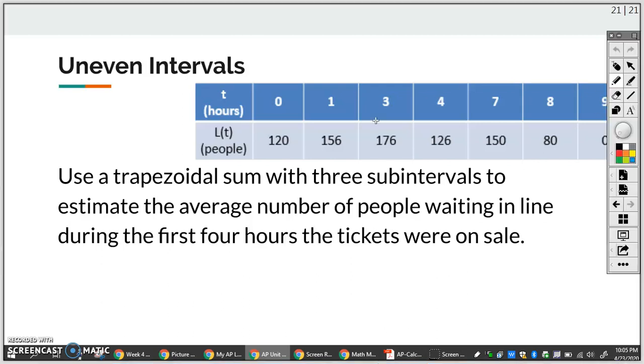So for example, if I want to do the trapezoidal sum with 3 subintervals to estimate the number of people waiting in line during the first 4 hours. So we're not caring about the whole table.